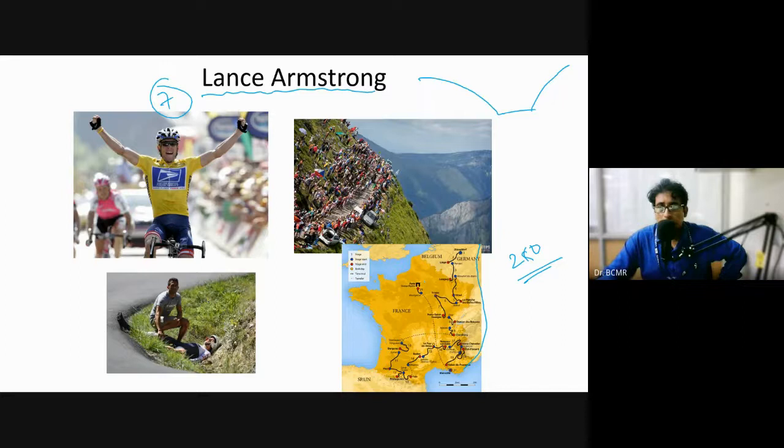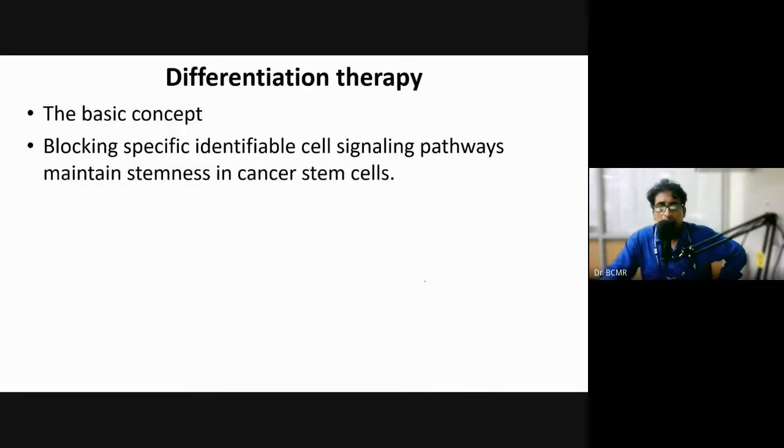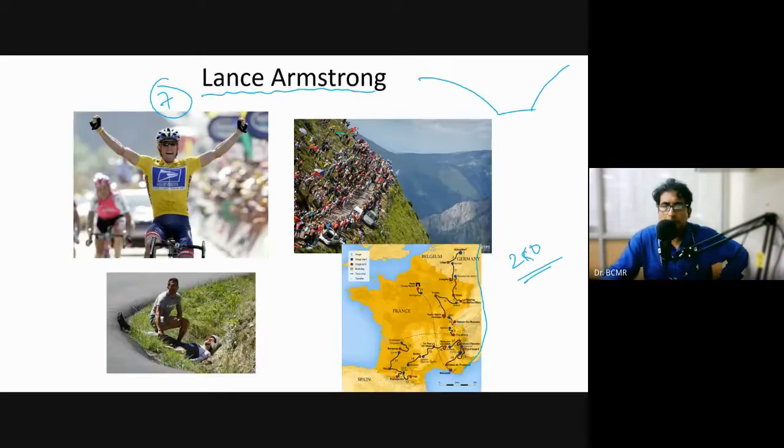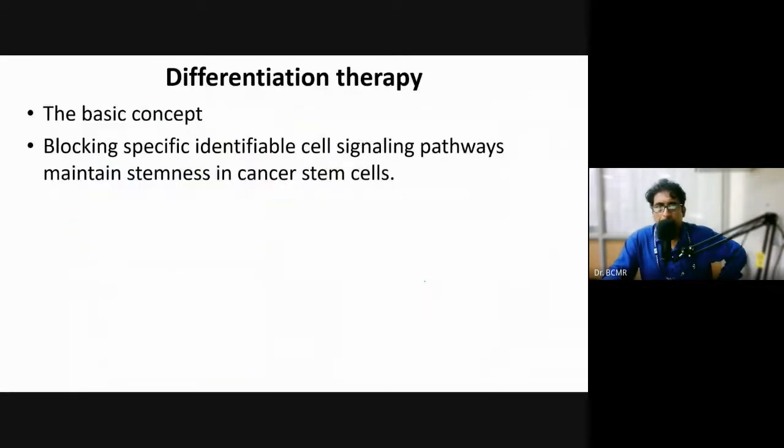Lance Armstrong is also known for something else, that he had teratocarcinoma. It's a tumor in the testicles, and then he defeated it in a way using differentiation therapy. Okay, so what is differentiation therapy? We'll have a brief concept about it, and then we'll stop.